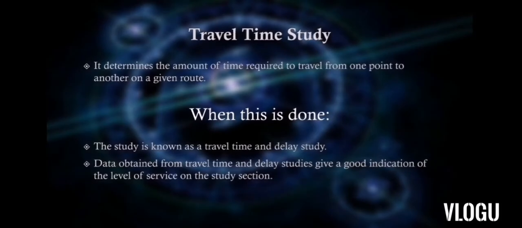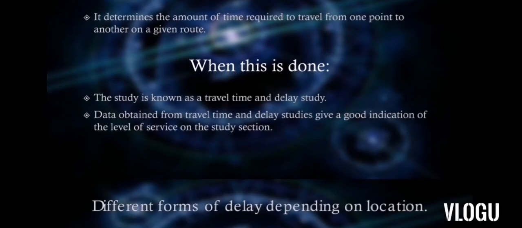Travel time studies determine the amount of time required to travel from one point to another on a given route. When this is done, data obtained from travel time and delay studies give a good indication of the level of service on the study section. These data also aid the traffic engineer in identifying problem locations, which may require special attention in order to improve the overall flow of traffic on the route.